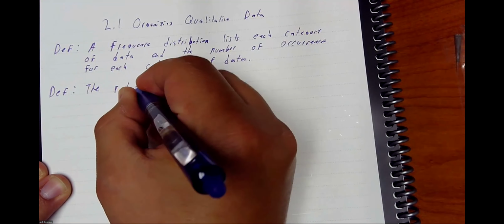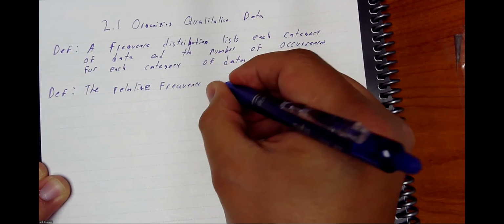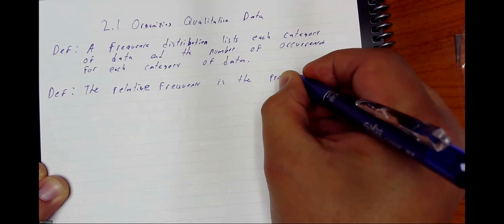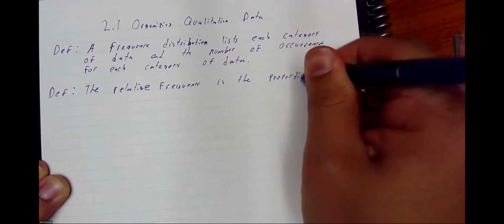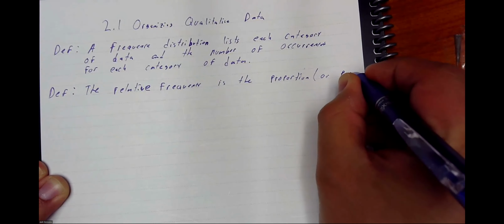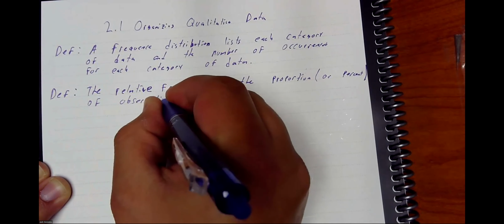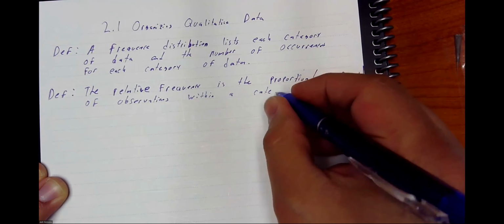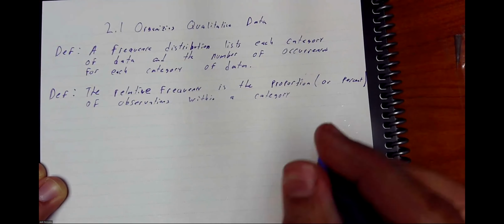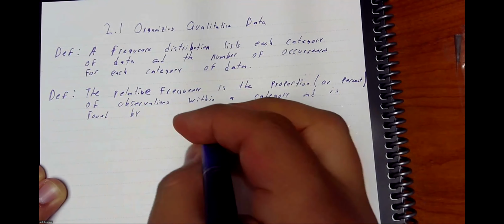The relative frequency is the proportion, or percent, of observations within a category, and is found by using this formula.